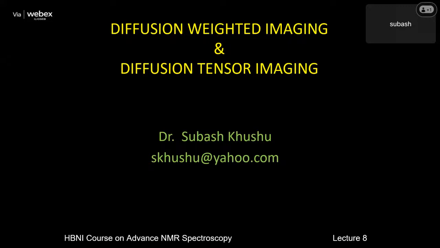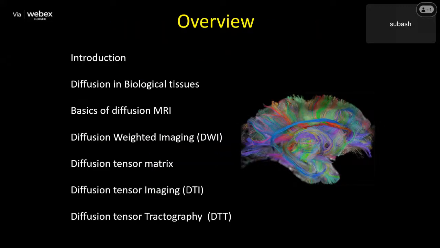So today we are studying the diffusion process, another contrast parameter of MRI. You all know what diffusion means. Diffusion is like Brownian motion in the brain, and we'll see how we can encode the diffusion process in imaging. In today's talk, we'll have an introduction to diffusion processes, then diffusion in biological tissues, the basics of diffusion MRI and diffusion-weighted imaging, then the diffusion tensor matrix, diffusion tensor imaging, and then diffusion tensor tractography. These are the topics we will cover today.